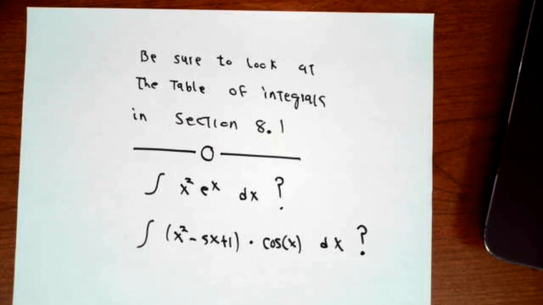For example, if I wanted to find an antiderivative of x squared e to the x, or x squared minus 5x plus 1 multiplied by cosine x, we don't have any way at all of doing that right now. So in the next section, we're going to begin talking about new methods, and the first one will be integration by parts. Once we know integration by parts, these kinds of integrals will be easy for us.